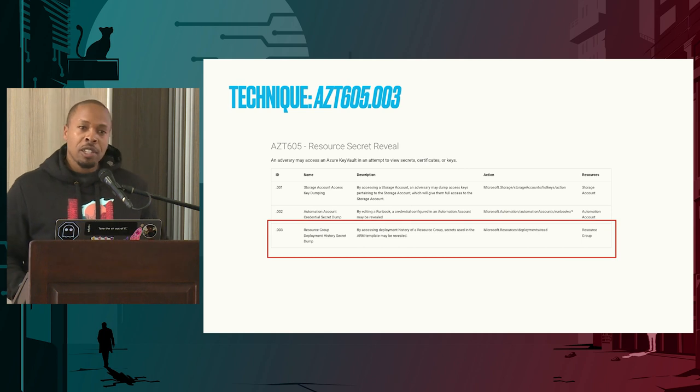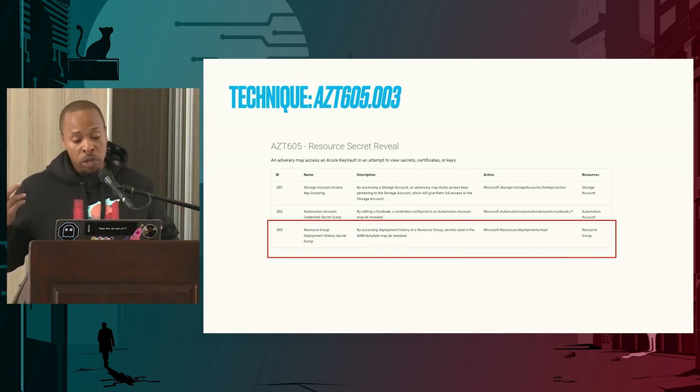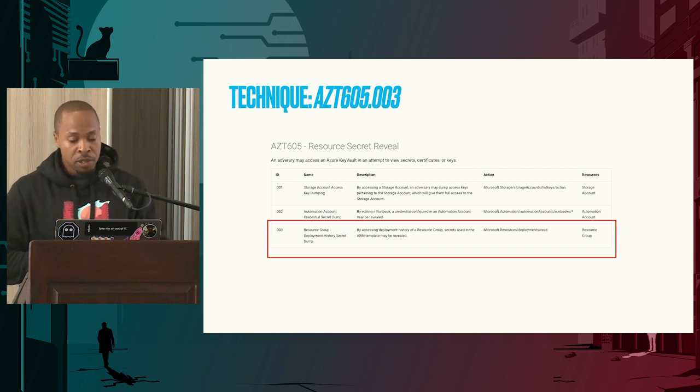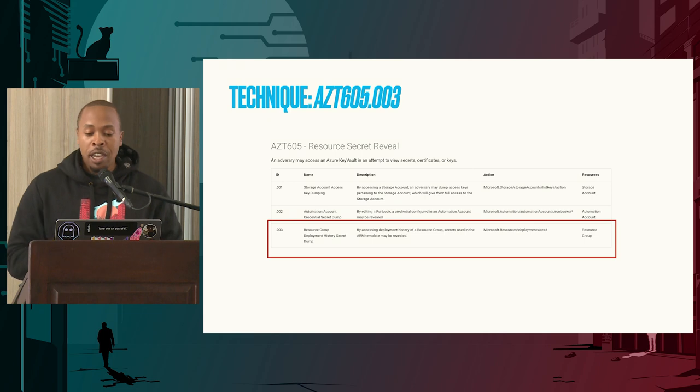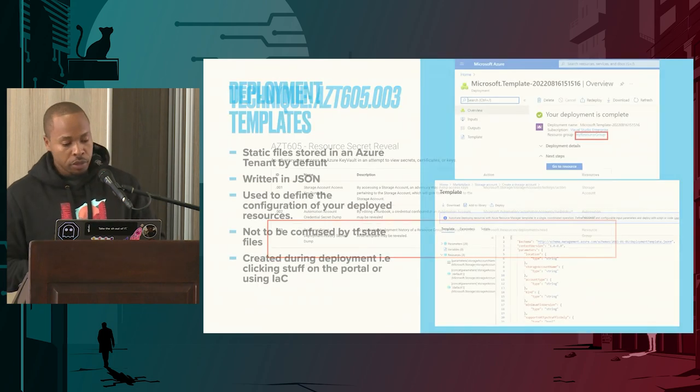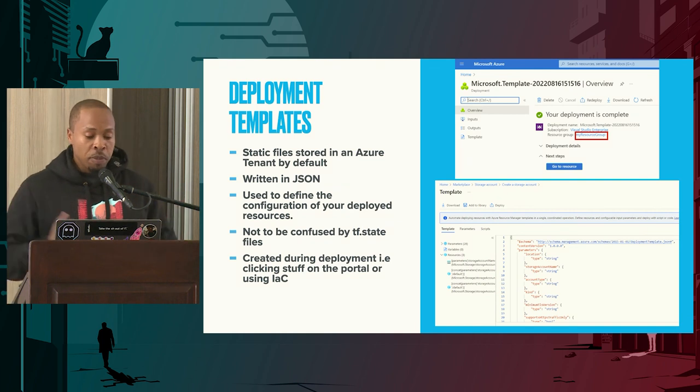So when I was checking this out, I was like, oh, this is something interesting. How can we dump secrets through this? And the reason why it was interesting for me is, if you look at the specific action, all you need is read permissions. So what are deployment templates?